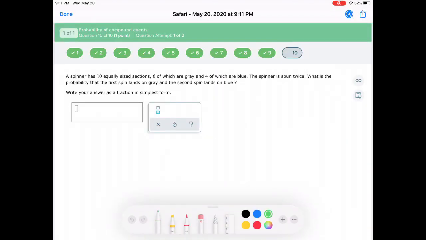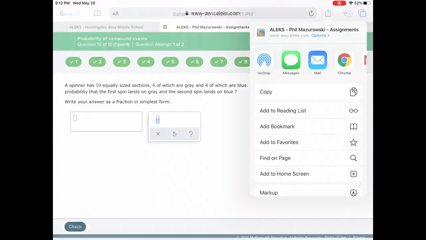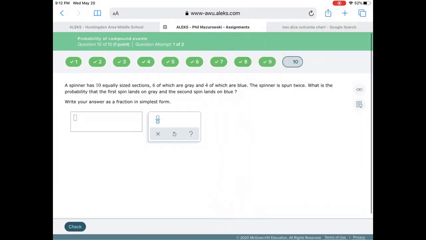So a gray spin, we've got 6 of them are gray out of 10. And the second as a blue spin, we've got 4 out of 10. So I'm going to simplify these to 3/5 and 2/5 to multiply them and get 6 25ths, which cannot be simplified anymore. So the answer is 6 out of 25 here.